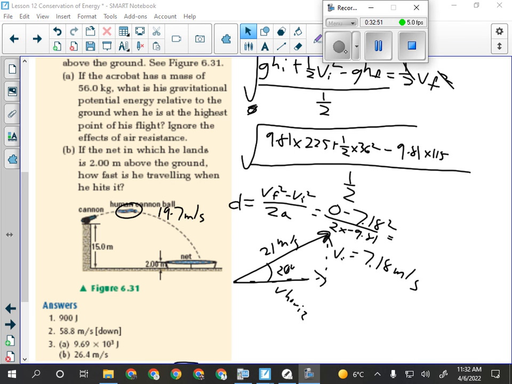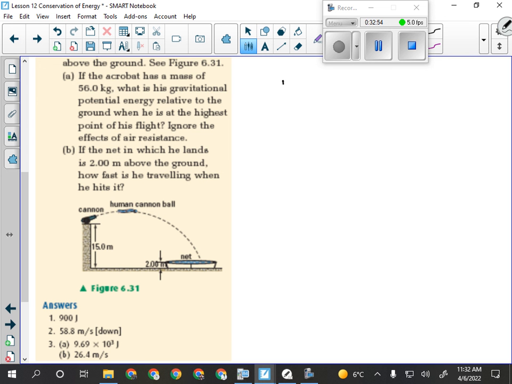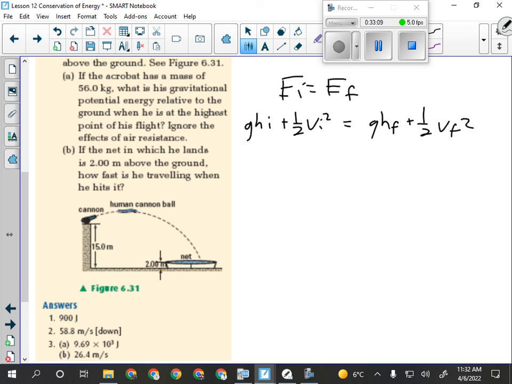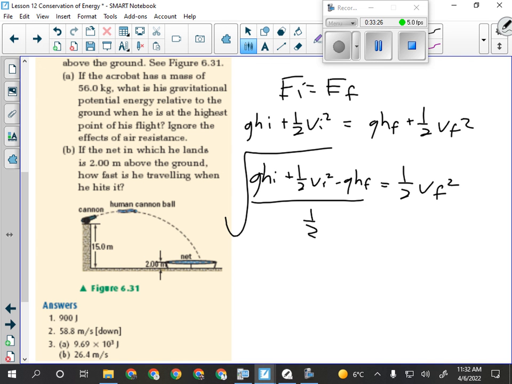All right, so part B works just like all the other ones we've done. It's just an EI equals EF situation, where we have, I'm just going to shortcut here, GHI plus 1/2 VI squared equals GHF plus 1/2 VF squared. We're looking for how fast they're traveling when they hit the net, so we bring GHI plus 1/2 VI squared minus GHF equals 1/2 VF squared, divide by 1/2, square root. We've got our manipulation done, plug in our numbers, and we get 26.4 meters per second.